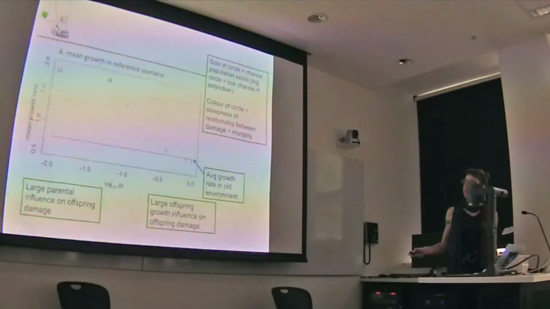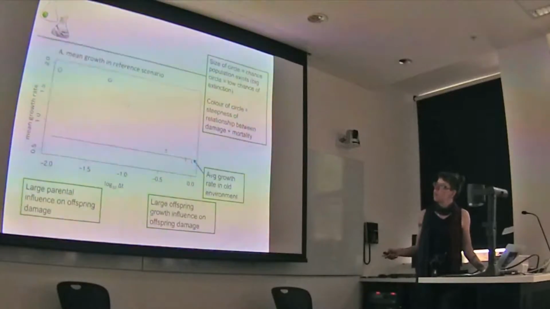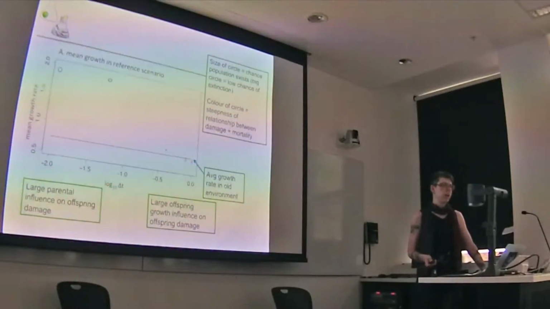So in the old environment, the maximum possible growth rate is 1. The growth rate that evolves is about here, if you have some damage. That's what we expected. And in the new environment, the maximum possible growth rate is 2. And you can see that in some cases, a growth rate of almost 2 does evolve. And that's where you basically just inherit your parents' growth rate.